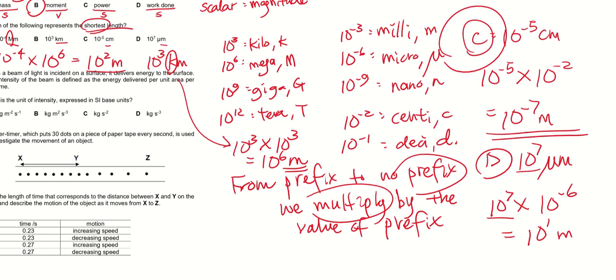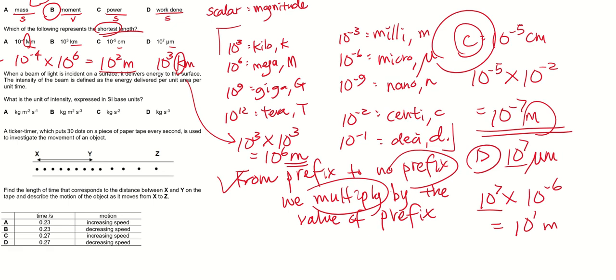And I convert everything to the common unit of meters. That means all of them don't actually have a prefix. Then I can make a fair comparison. So to do well for this question, you need to memorize all these values. And you need to know from prefix to no prefix, we multiply by the value of the prefix. But what if it's from no prefix to having a prefix? Then we divide by the value of the prefix.